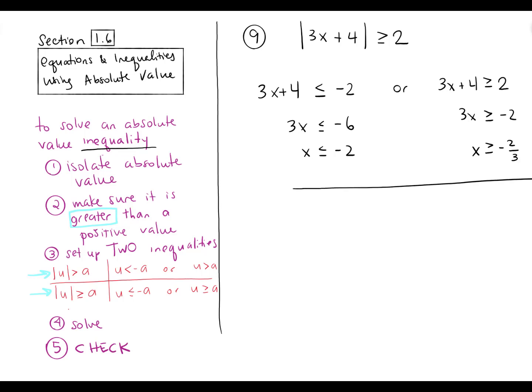Now let's just look at what that looks like on a number line. You have negative 2 and negative 2/3. It's greater than or equal to, so we're going to include those, but x less than negative 2 goes to this direction, and x greater than negative 2/3 goes to this direction. So we actually have two intervals, and so those two intervals are going to be negative infinity to negative 2, including the negative 2, and also all the solutions from negative 2/3 all the way going to positive infinity.